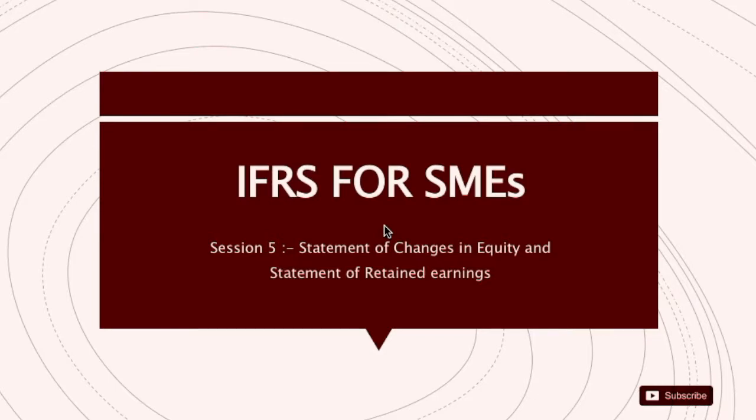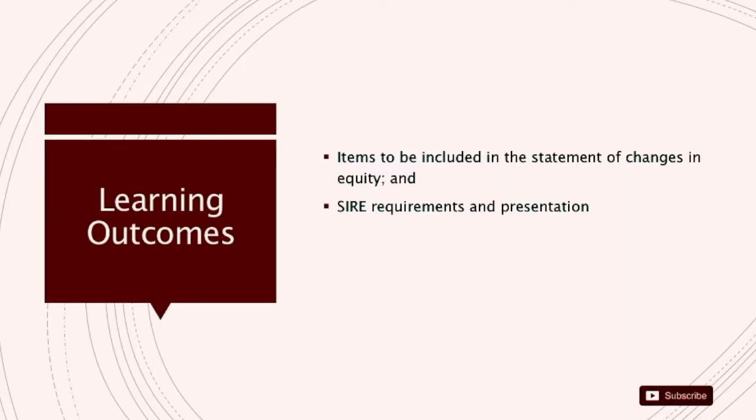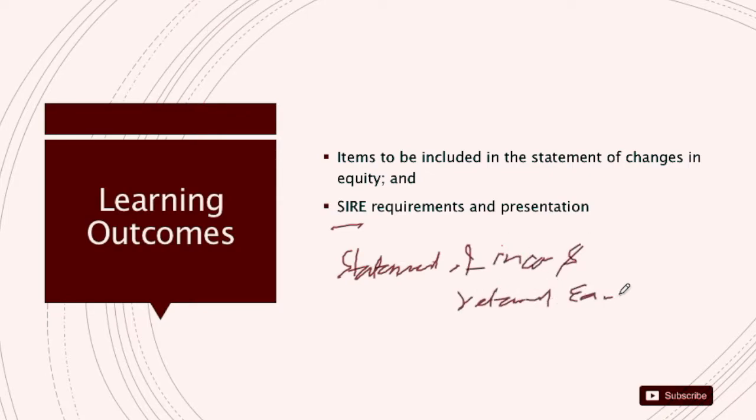In this session, we will be discussing section 6 of the IFRS for SMEs dealing with the statement of changes in equity. Let's go. After completing this session, you will have an understanding of the following points. The first point: the items to be included in the statement of changes in equity and SIRE requirements and presentation. SIRE stands for Statement of Income and Retained Earnings. So we will discuss the conditions in which we can prepare SIRE and the contents of the SIRE.